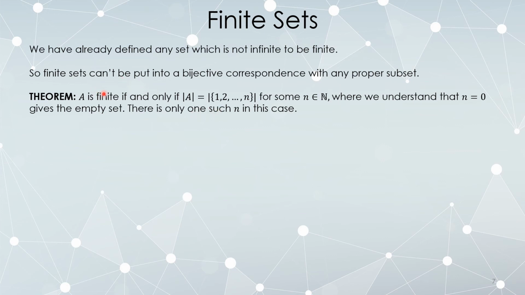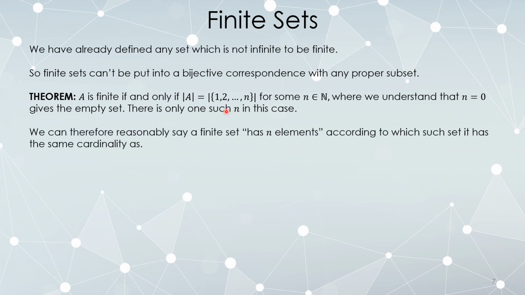So if A is finite, it can be put into a bijective correspondence with a set of this form and vice versa. And in fact, there will be a unique choice of natural number in this case. So we can therefore say if this set is finite and it can be put into bijective correspondence with this set, it has n elements, so therefore A does as well. So a finite set can be said to have a specific number of elements according to which set of this form you can put it into bijective correspondence with.